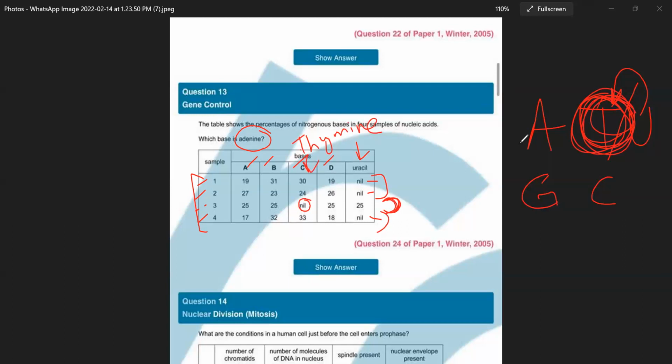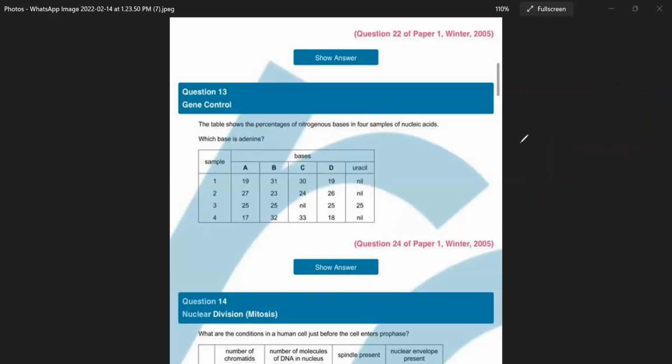No, teacher, it's not clear for me. Wait, what? Nil is zero. Okay, let's go over it again. Let's go with the information we have. The information says that we have uracil, which is nil in three of these. And we know DNAs do not have uracil, right? Yes. And then we have RNAs where we have uracil and no T, right? So in one of these samples, we have 25% for uracil, which means this sample is an RNA sample.